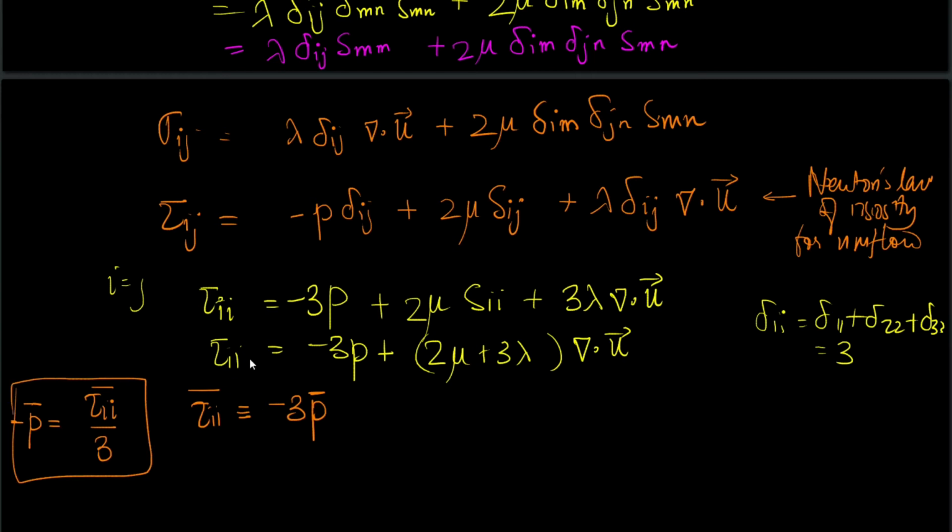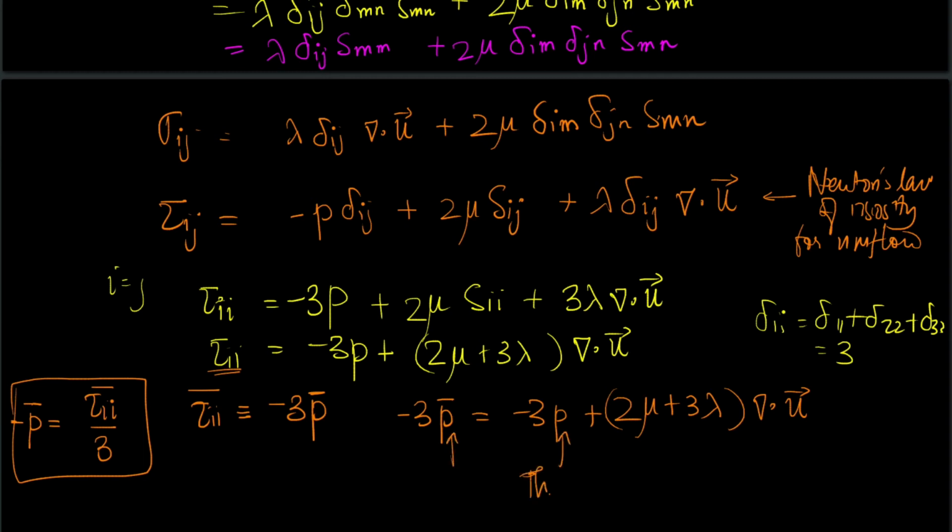So if this is true, we can write down this expression as minus 3p bar is equal to minus 3p plus 2 mu plus 3 lambda times the divergence of the velocity. And the reason I am writing it as 3p bar is to differentiate this pressure from this pressure. This is the thermodynamic pressure, while this is the mechanical pressure. It is the mechanical pressure because it is the trace of the stress tensor.